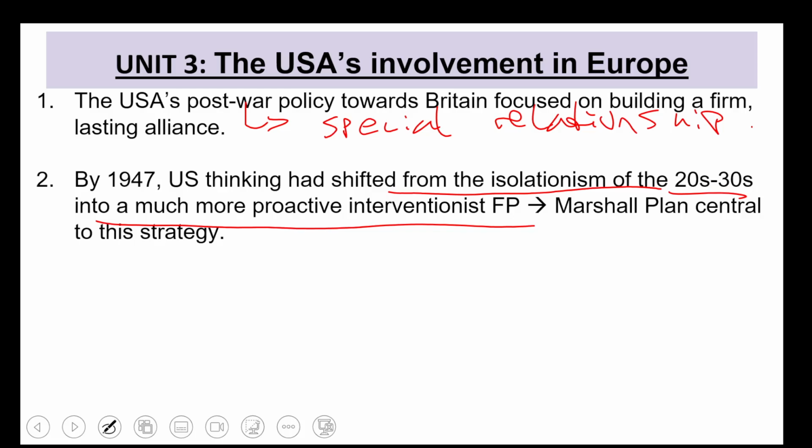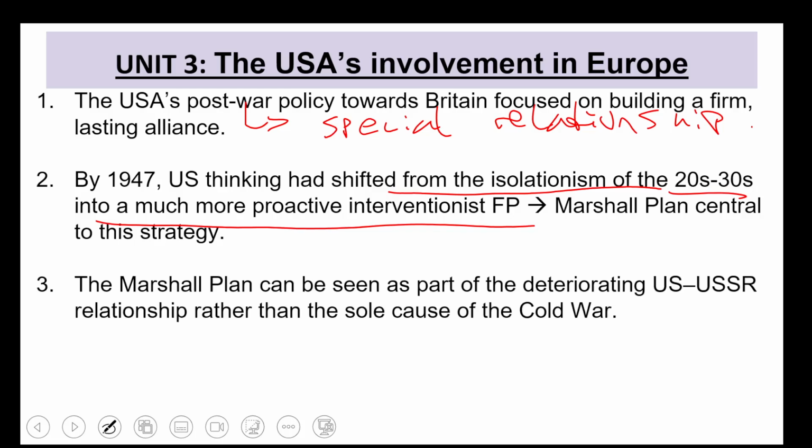The Marshall Plan was, of course, central to this strategy. And the Marshall Plan, which of course is the economic and financial manifestation of the Truman Doctrine, I'm going to keep saying that until you guys get it, can be seen as part of the deteriorating US-USSR relationship rather than the sole cause of the Cold War. So almost its acceleration as opposed to the sole cause. But me and Mr. Sayer actually do believe that it's a really, really important early cause. So you can happily grill us on that.